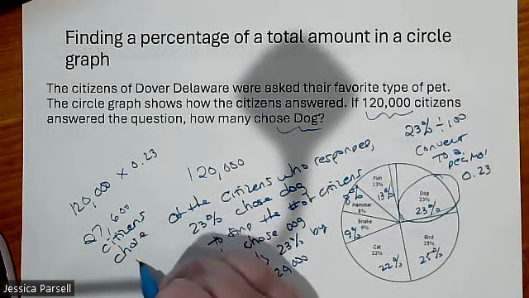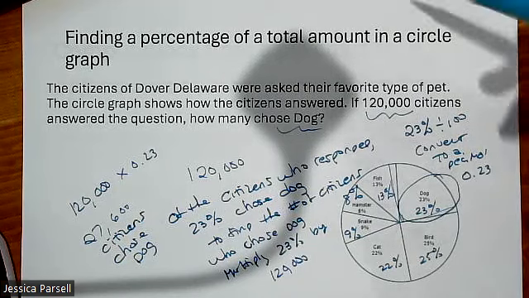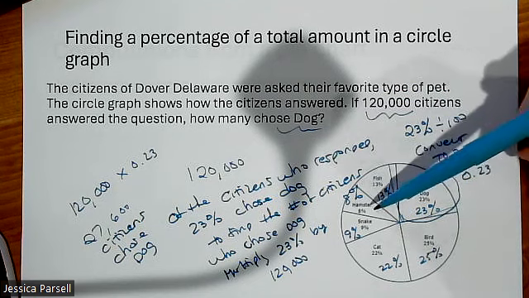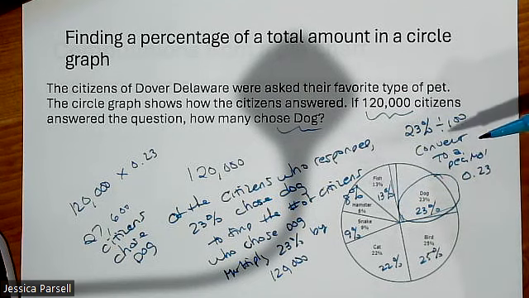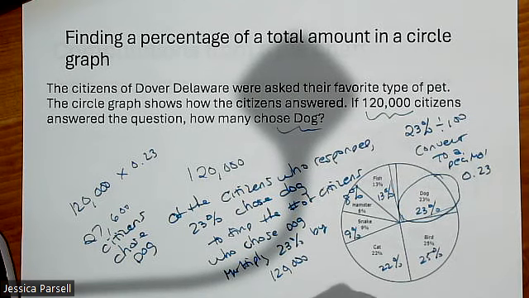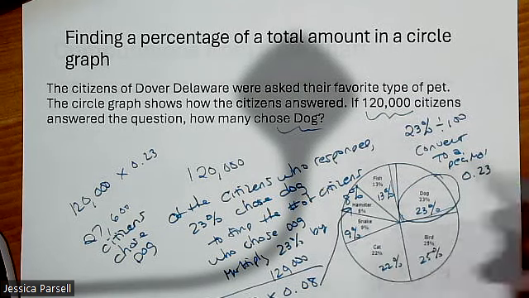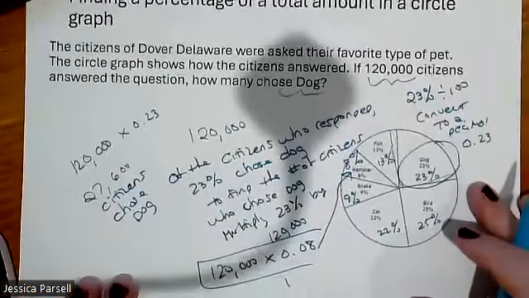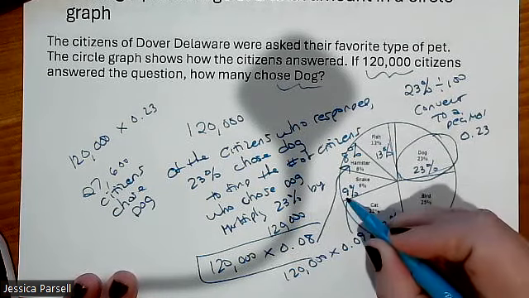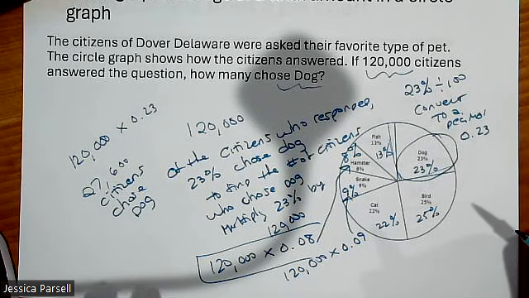So if they ask you any other pet, like let's say of the 120,000 citizens, 8% chose hamster, how many people would be choosing hamster? You could just simply go 120,000 times 0.08. That would be hamster. You could do that for snake, 120,000 times 0.09, if you're interested in finding out how many people said snake is their favorite pet. All right, hopefully this is making some sense. Let's move on to the next problem.